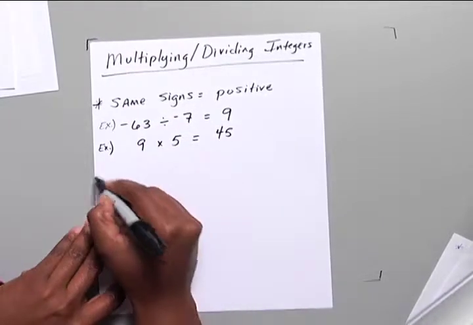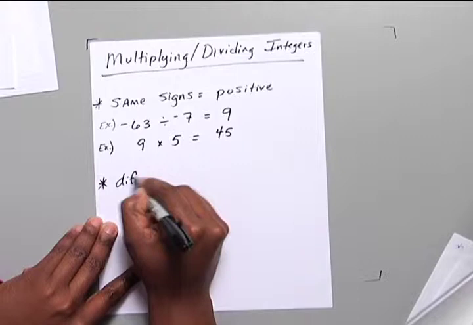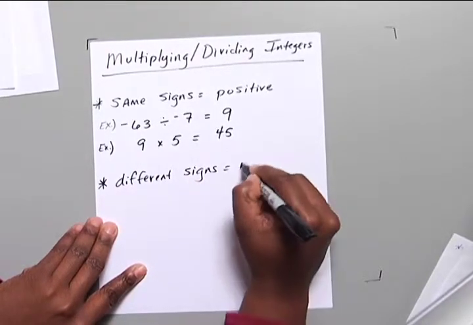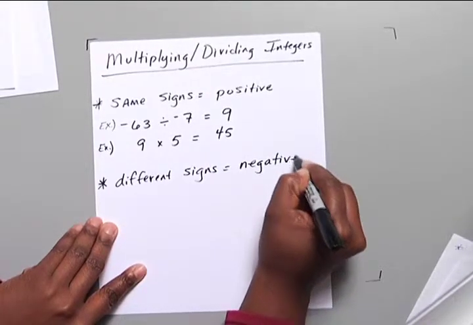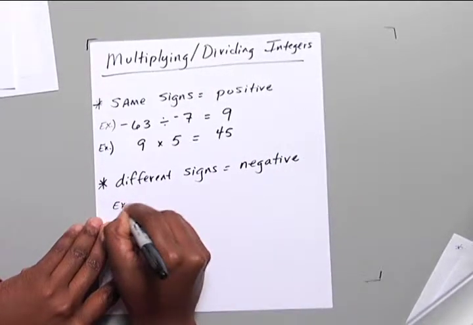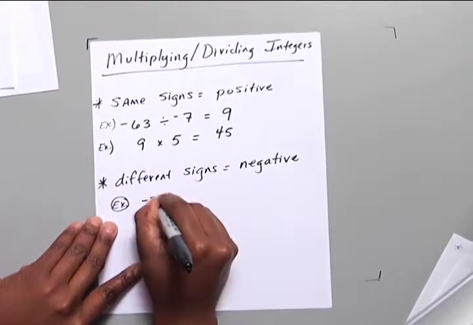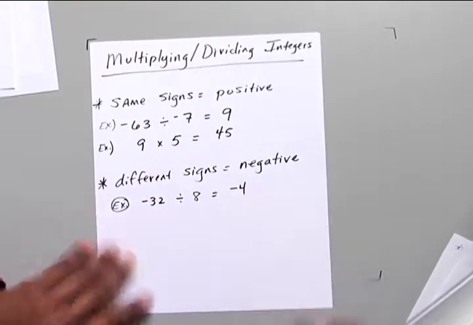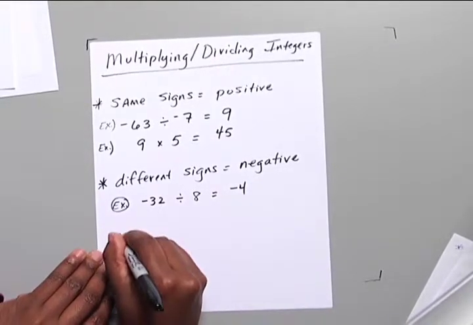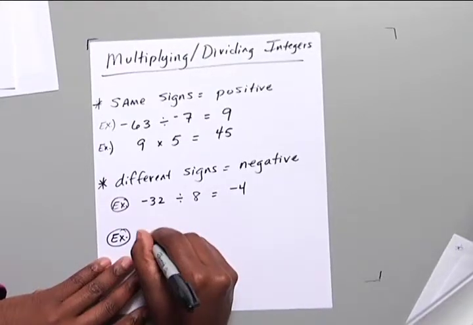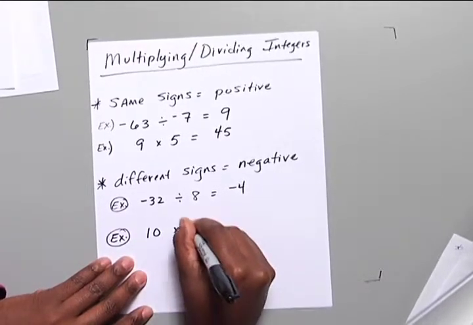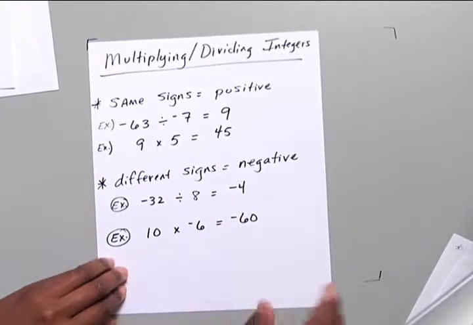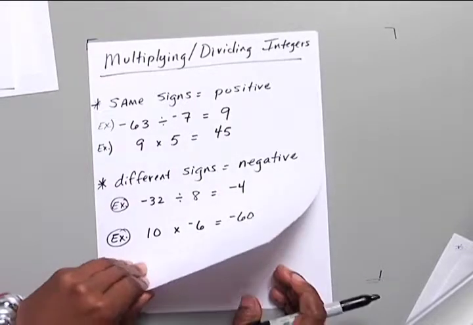So if the same signs are positive, that means that different signs will be negative. And just think of it this way. One negative makes everything negative. So let's say we have negative 32 divided by positive 8. The answer will be negative 4. Or if we have 10 times a negative 6, the answer will be a negative 60. So this rule applies to both multiplying and dividing integers.